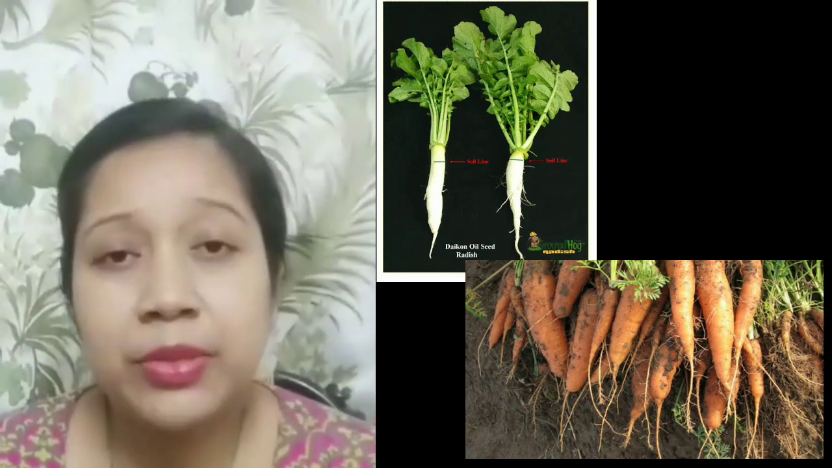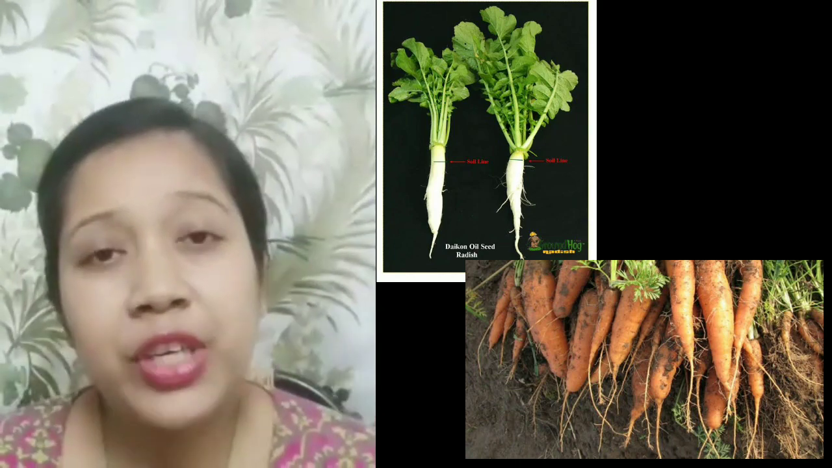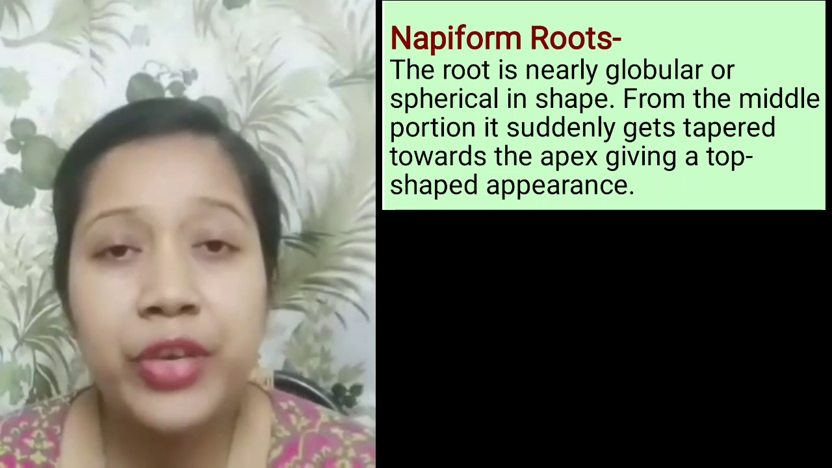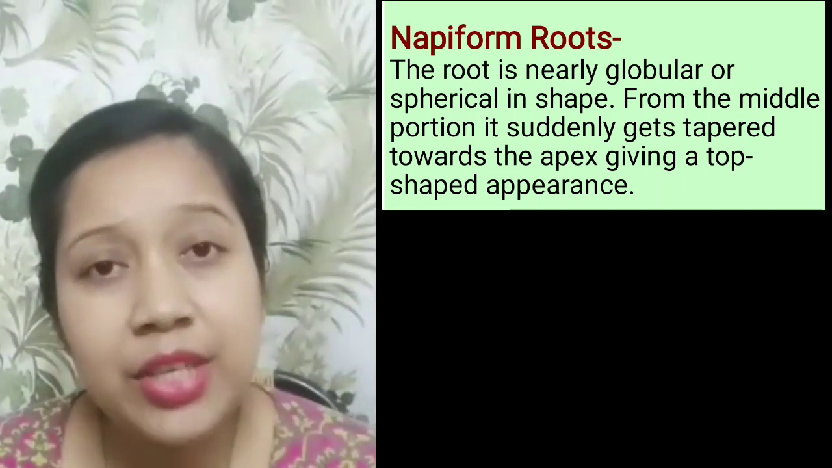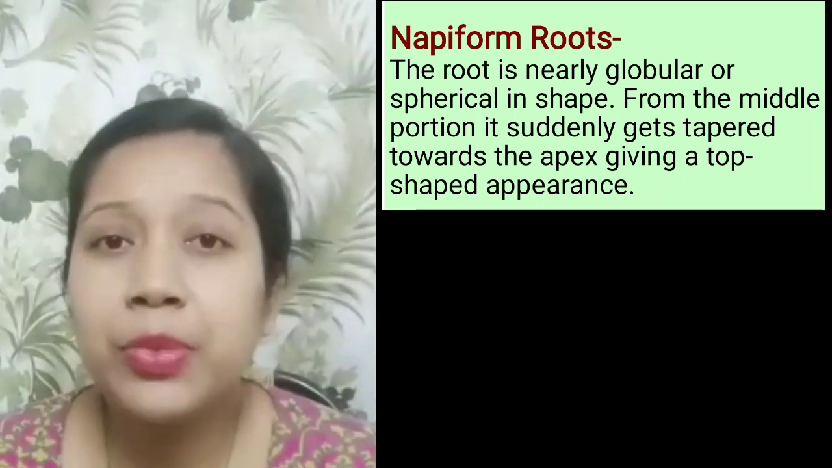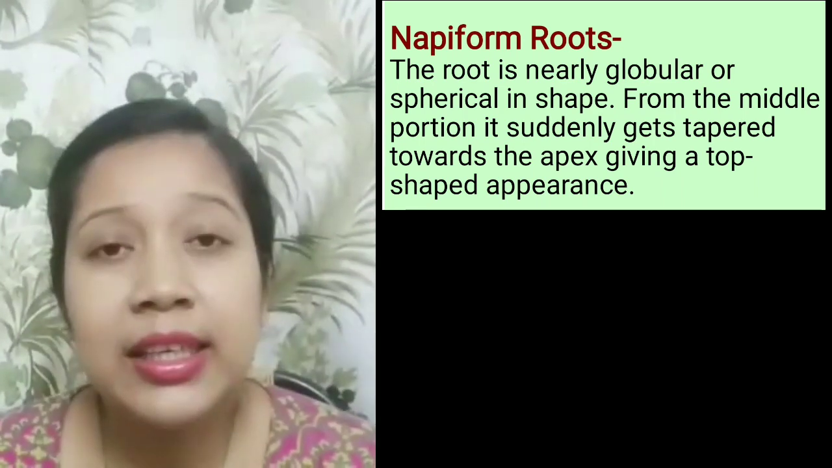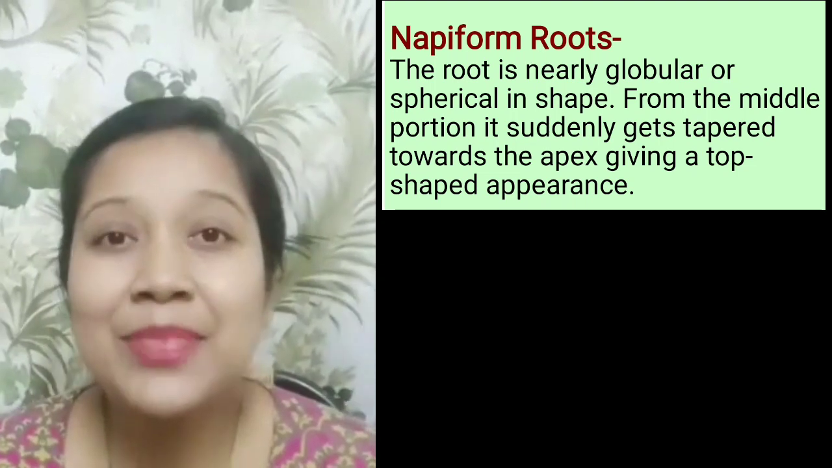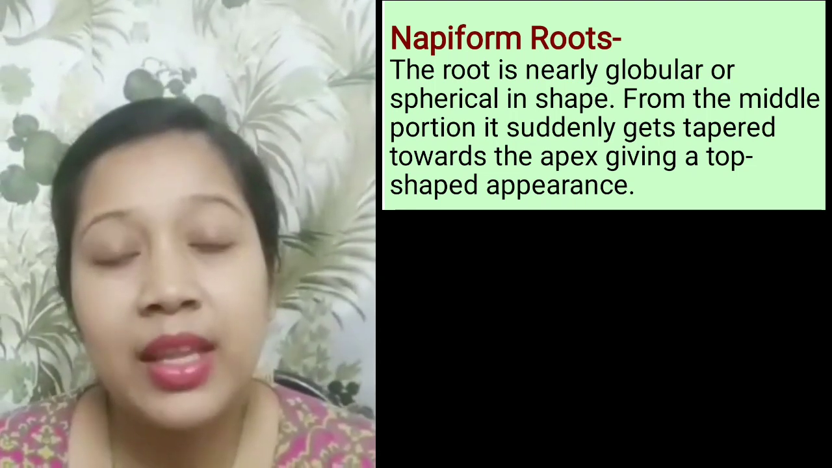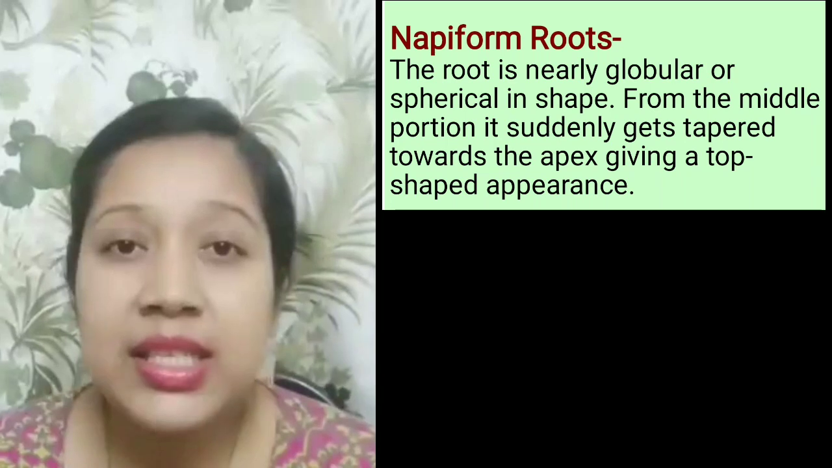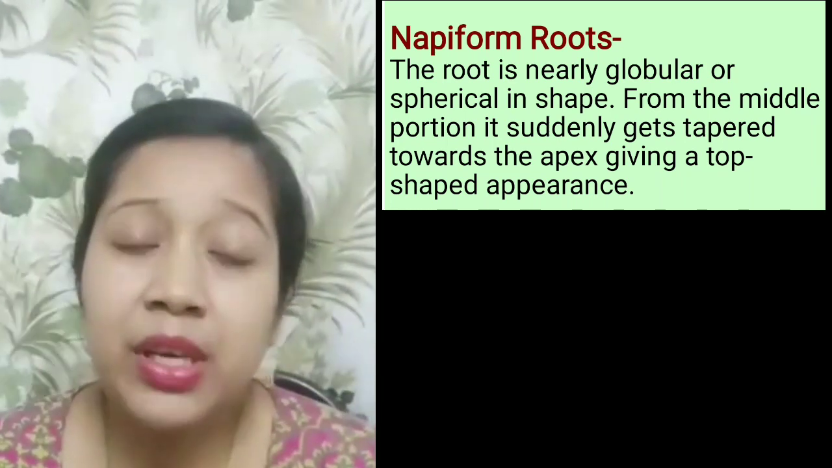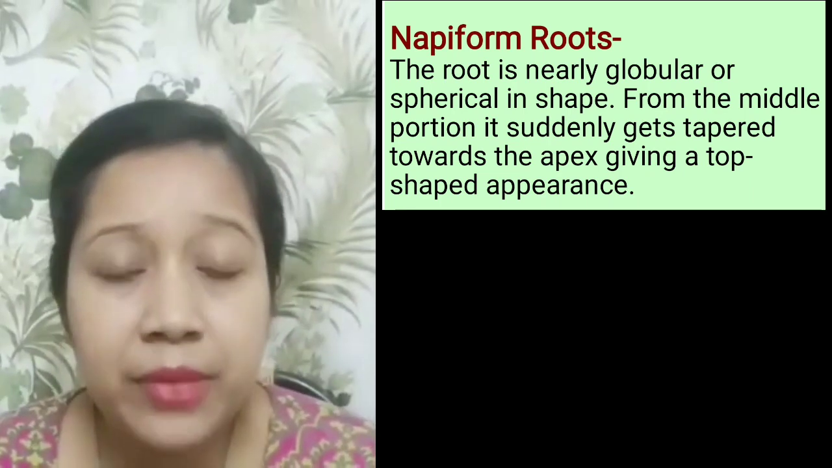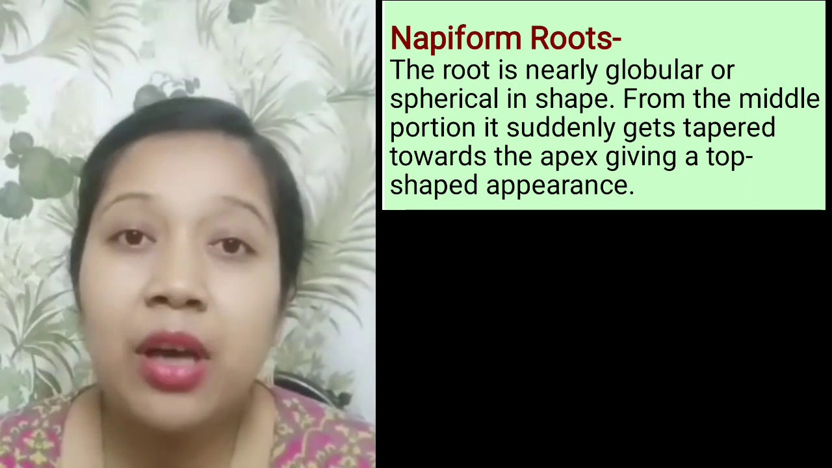Now let's come to the third type of modification. This is also a vegetable, and this third type is called the napiform root or napiform modification of the taproot. In case of the napiform modification of the taproot, the structure becomes globular. That means it is spherical in structure, and towards the tip it becomes narrower in a very abrupt way. Suddenly it becomes narrower.